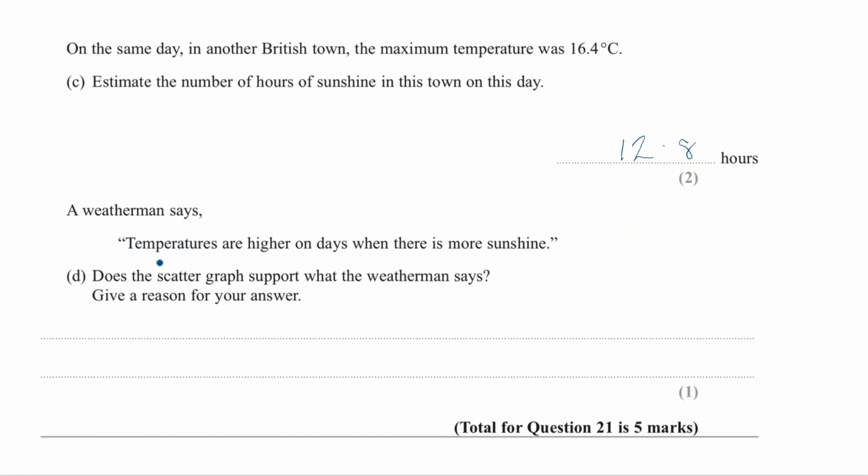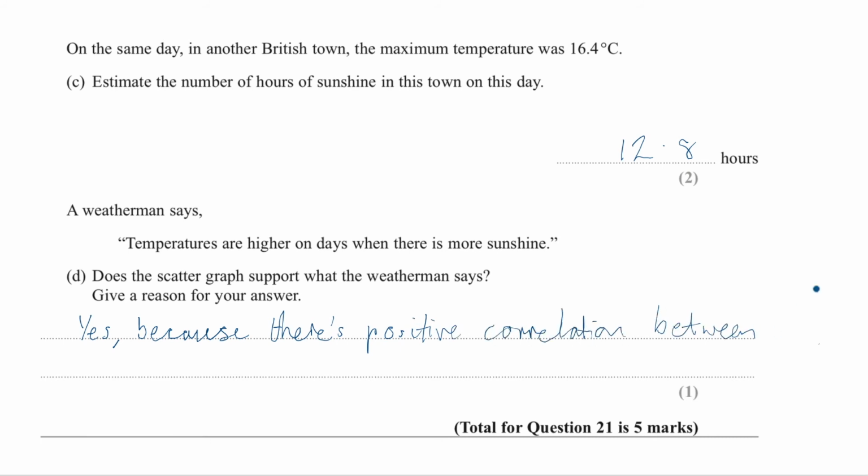A weatherman says temperatures are higher on days when there is more sunshine. Does the scattergraph support what the weatherman says? Give a reason for your answer. Well, I think the simple answer is yes, because there's positive correlation between hours of sunshine and temperature.